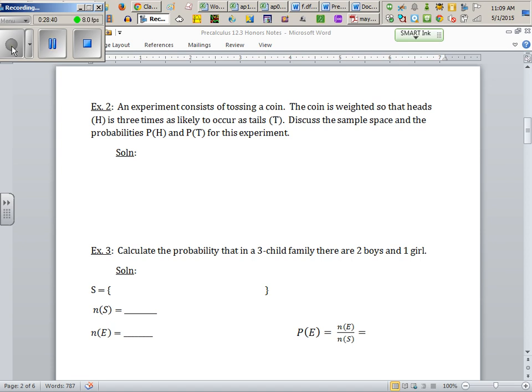On this problem, we're supposed to discuss the probabilities P of H and P of T. That just means what's the probability that you have a heads and a tails. So this first sentence is supposed to be an equation, okay? How would you write an equation? H is 3 times T. Can you write that? What's the equation H is 3 times T?